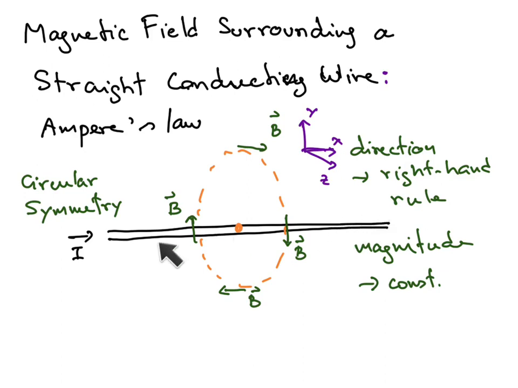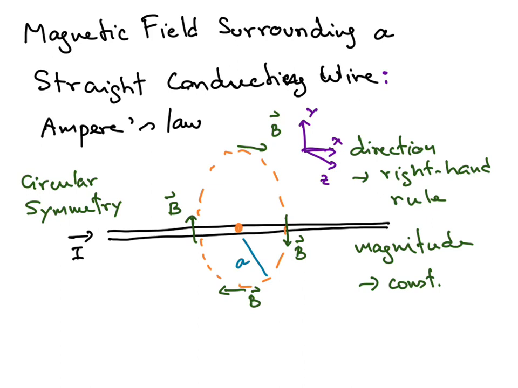In this case, we can say that our problem has a circular symmetry. What does circular symmetry mean? Let's imagine that the current is passing through the center of a circular surface, a circle, which has a radius of a. This means that every point on the boundary of this surface is at the same distance from the wire.